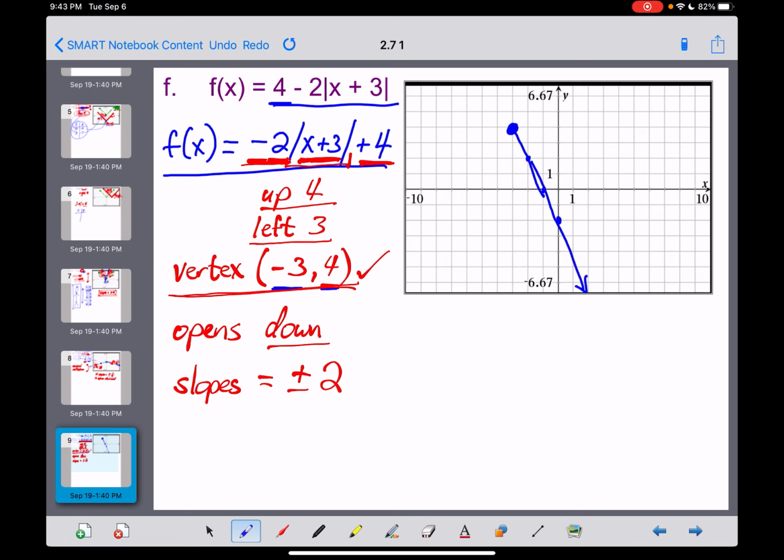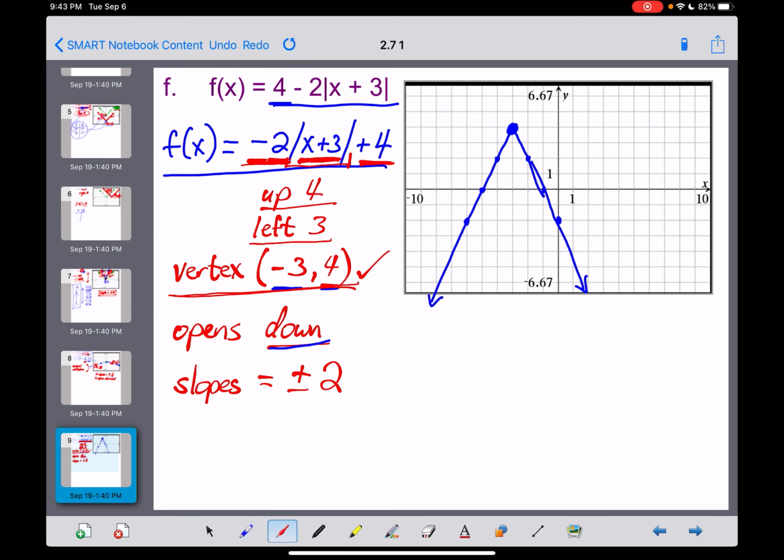And now for the left-hand ray, this is a little bit counterintuitive. That left-hand ray is actually the slope of +2. But rather than going up 2, right 1, this has to open downward. So we're going to go down 2, left 1. And that's the same thing as +2. Down 2, left 1, down 2, left 1. And this is what the left-hand ray looks like.